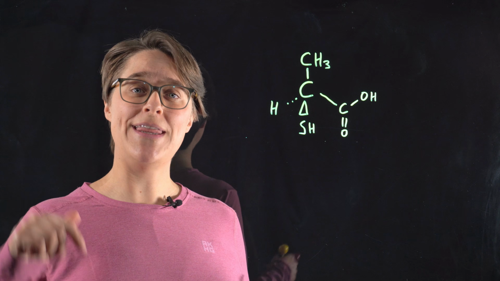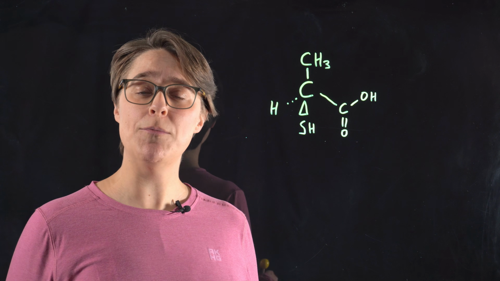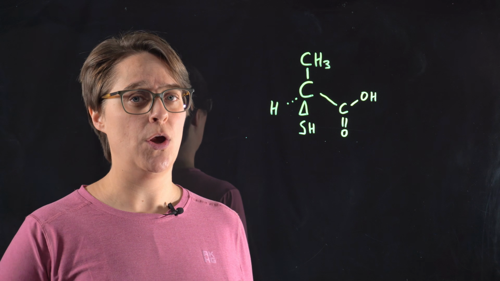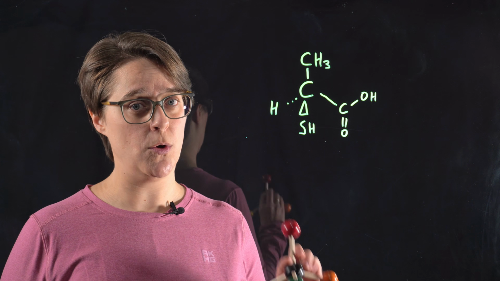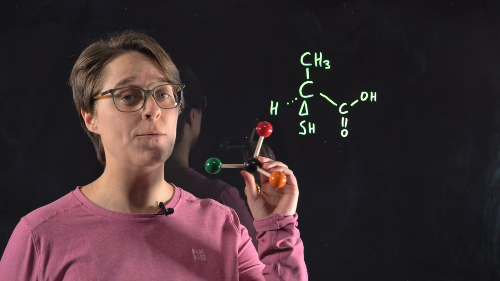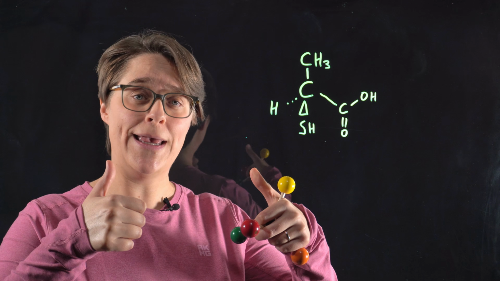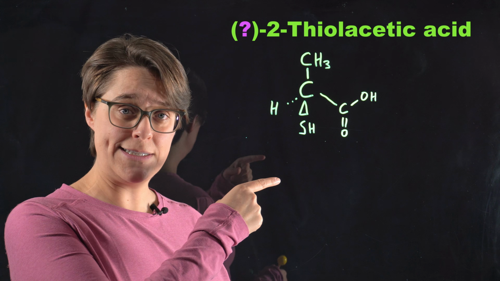Welcome back. By the end of this video, you will be able to assign R or S configuration to any chiral center without redrawing the molecule, without rotating the molecule, and without building a molecular model. How? By using your hands. Let's start with an easier example.